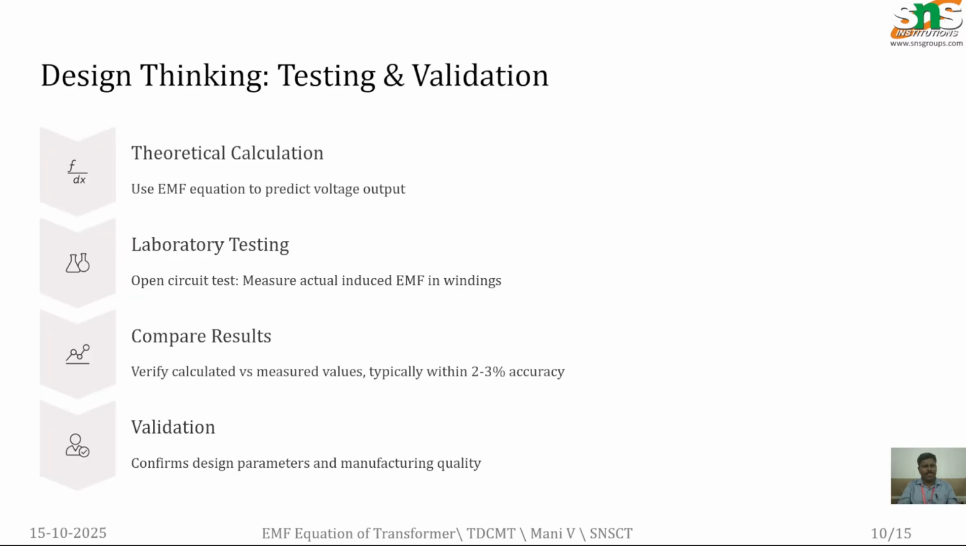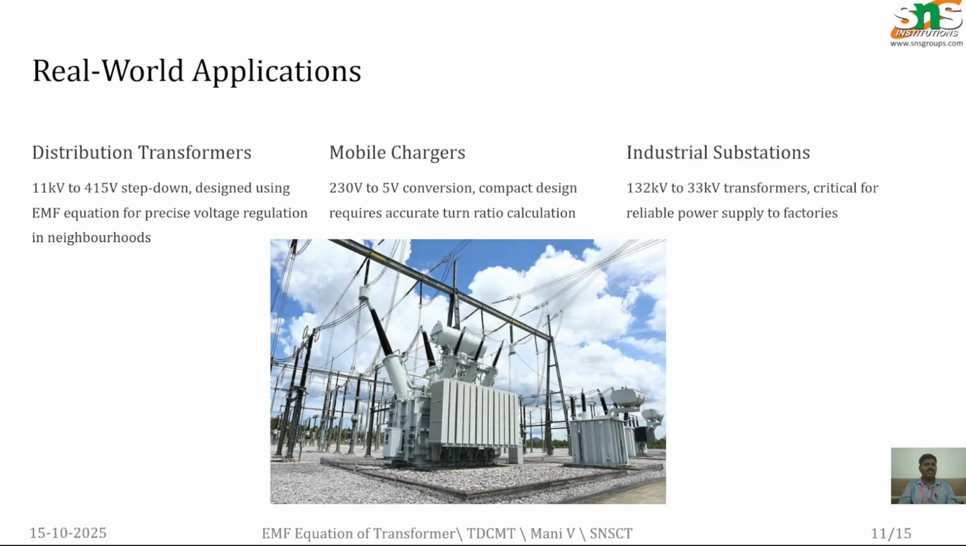So this is a prototype. In the testing and evaluating stage, the theoretical and laboratory values can be used, and we can compare the accuracy between the theoretical and practical. So we can get an accuracy of 2 to 3% with the validations. The main application of this transformer is in the distribution side, and it is also used in mobile phone chargers and laptop chargers to convert 230 volts into 5 volt, 10 volt, 20 volt, and also in DVD players, CD players, etc.